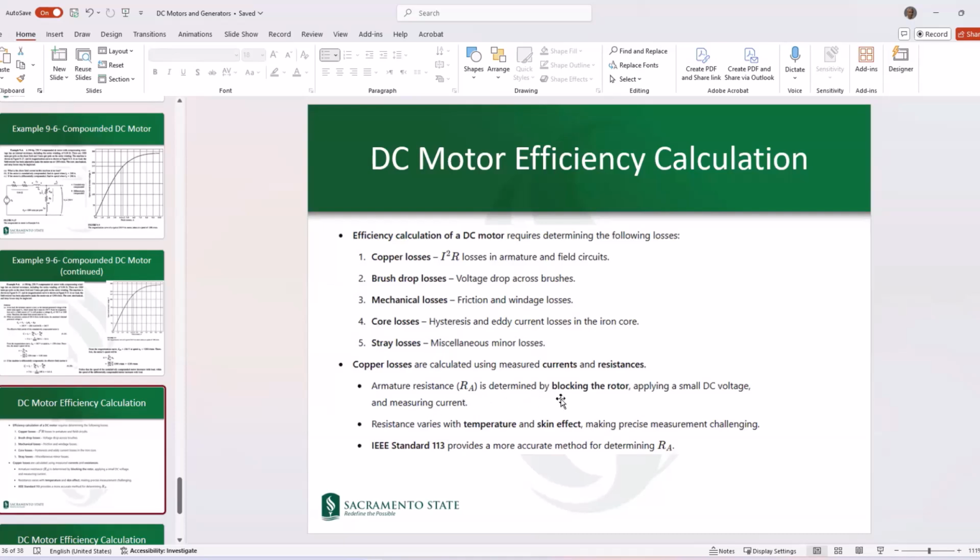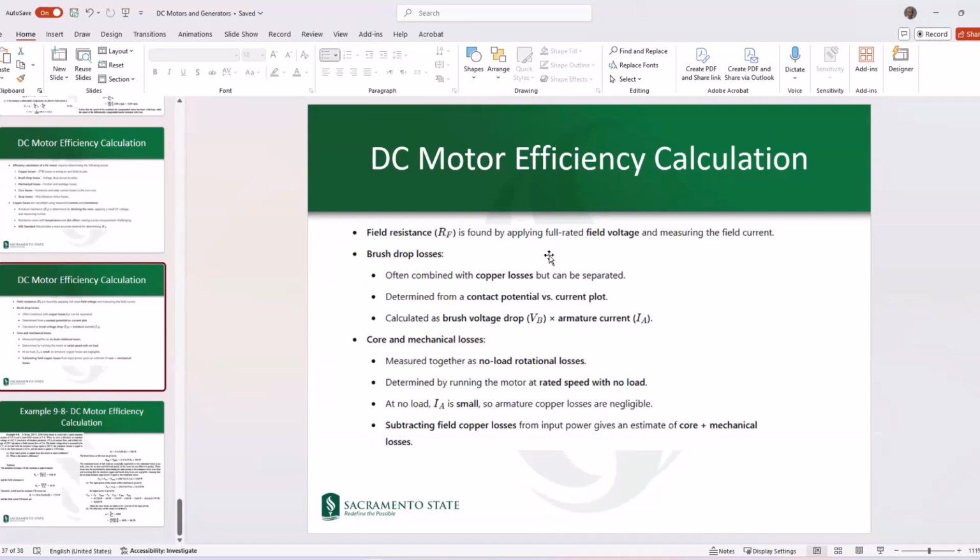So copper losses are calculated using measured currents and resistances. Armature resistance is determined by blocking the rotor, applying a small DC voltage, and measuring the current. The resistance varies with temperature and skin effect. So making a precise measurement and calculation of RA would be a challenge. There are some standards. For example, IEEE Standard 113 provides a more accurate method to determine RA.